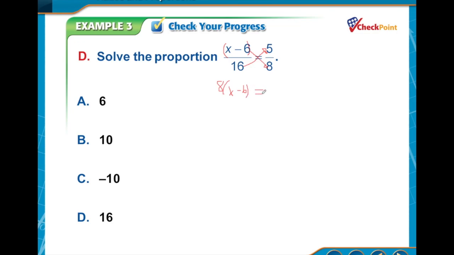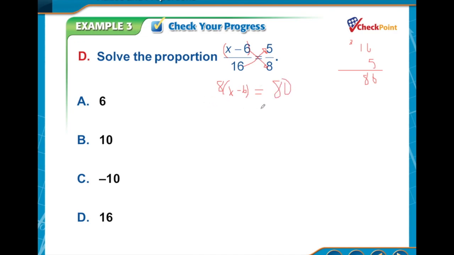is equal to 16 times 5, which we can check that really quick. So 16 times 5, 6 times 5 is 30. 5 times 1 is 5, plus 3 is 8. So 16 times 5 is 80.